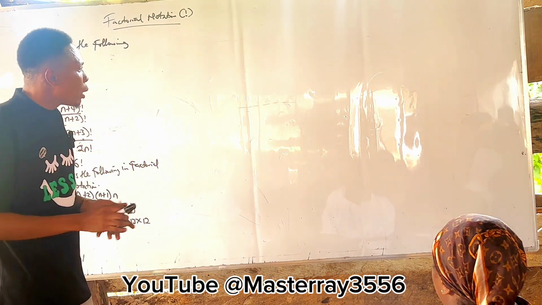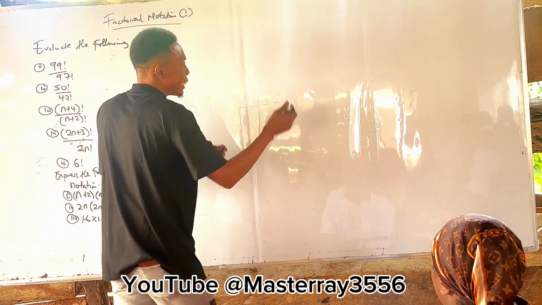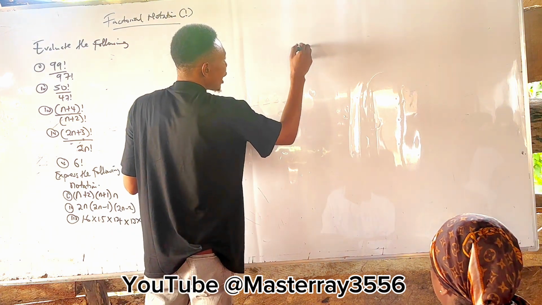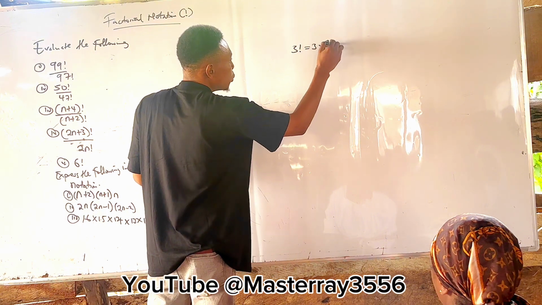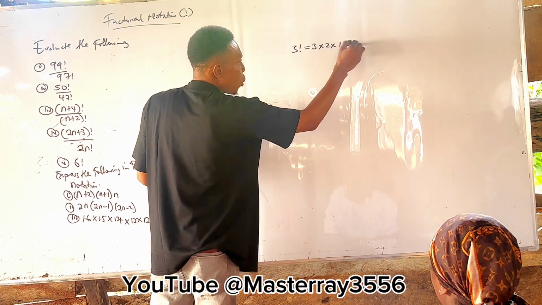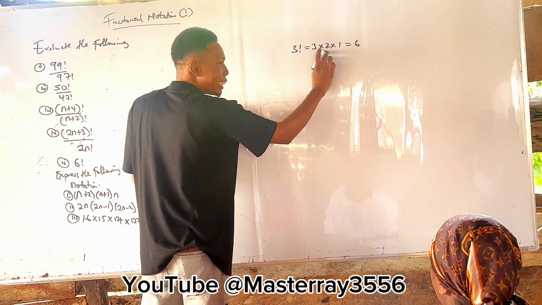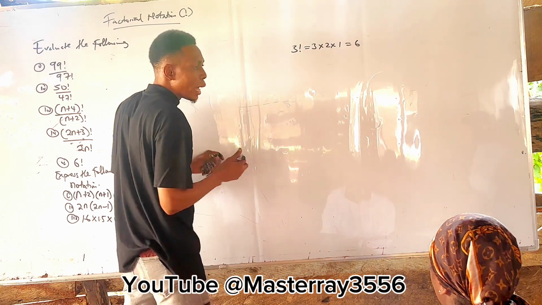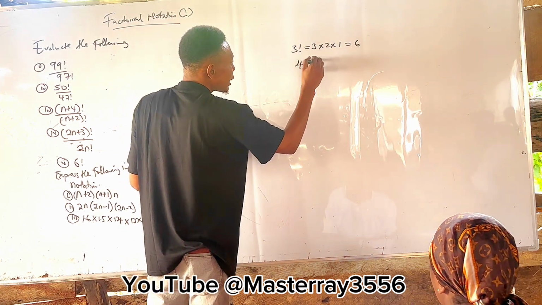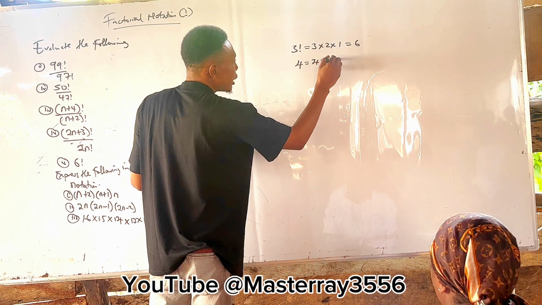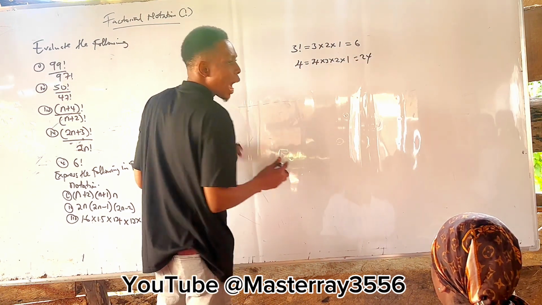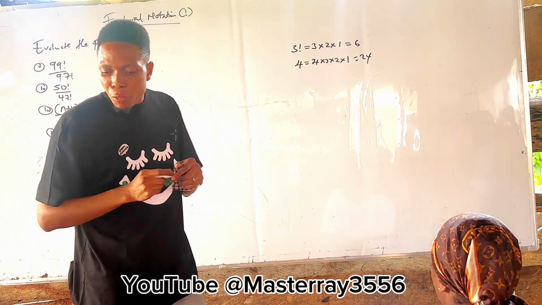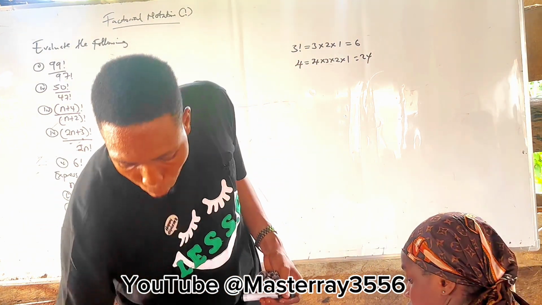Now, for example, if you have something like 3 factorial, what this simply means is 3 times 2 times 1, which will give you 6. Consider the number is decreasing till it gets to 1. If it's 4 factorial, it's 4 times 3 times 2 times 1, which will give you 24. Are you following?